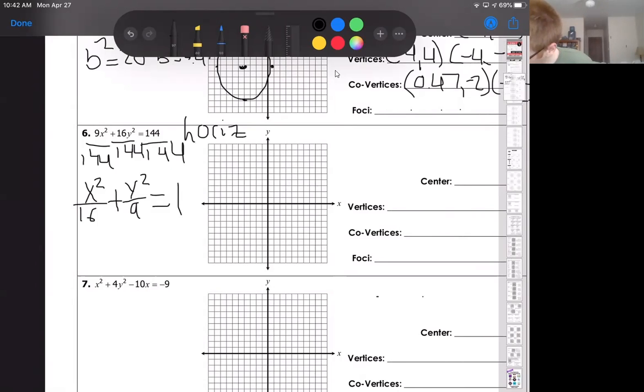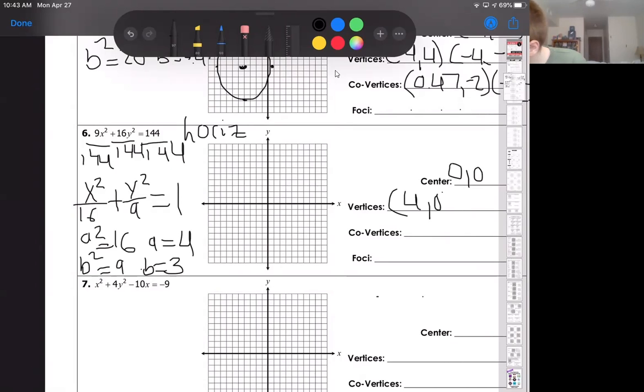So our a squared would be 16. Our b squared would be 9. So really our a is 4, and our b is 3. Our center is just 0, 0, because there's nothing with our pieces. Since it's horizontal, I'm going to add our a value to the x value, so it'd be 4, 0 and negative 4, 0. To get our co-vertices, I'm going to take that b value and add or subtract it from our y values of our center, so it'd be 0, 3 and 0, negative 3.